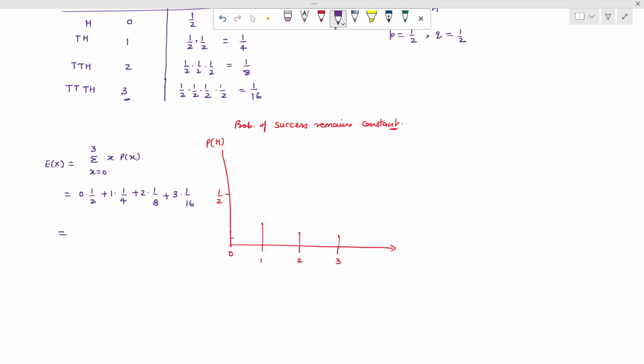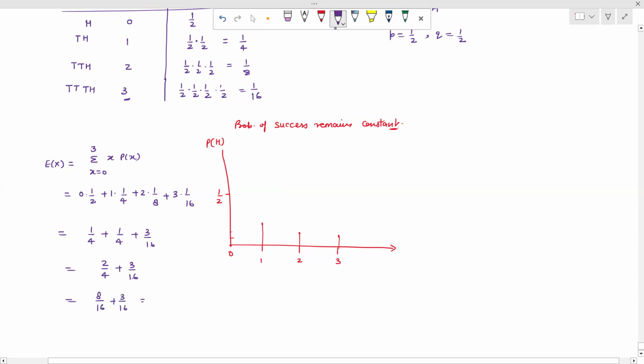So this can be calculated as 1 by 4 plus 1 by 4 plus 3 by 16. So we write this as 2 by 4 plus 3 by 16. This can be written as 8 by 16 plus 3 by 16, which will be 11 by 16. So the expected value or mean is 11 by 16.